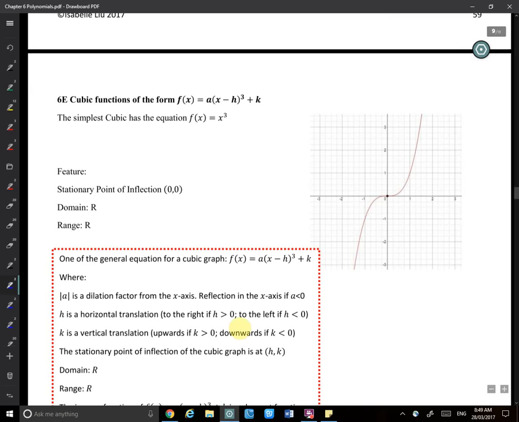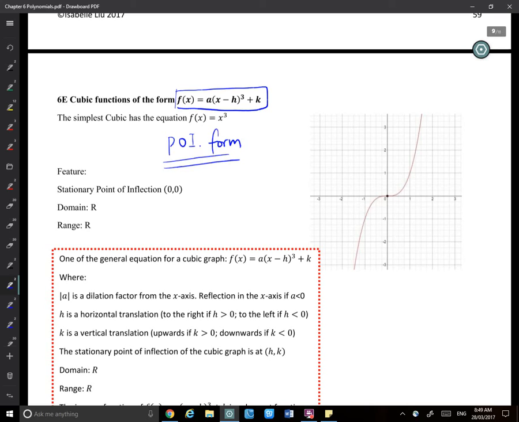So what does this form look like? This form looks like a quadratic, but the only difference is cubic instead of square. It exactly looks like the turning point form for quadratic, but this is called the point of inflection form. For quadratic we have turning point form. Turning point form can give us the turning point. Then what can point of inflection form give us? Point of inflection.